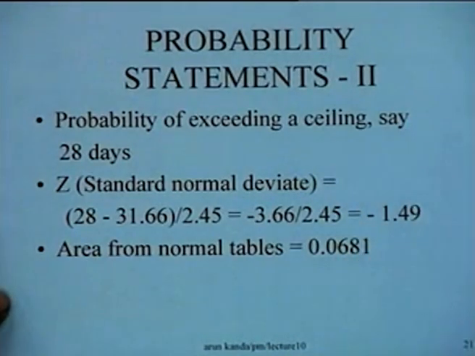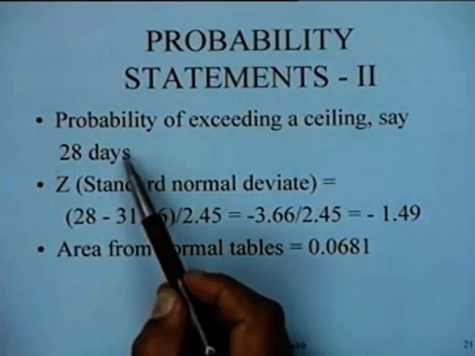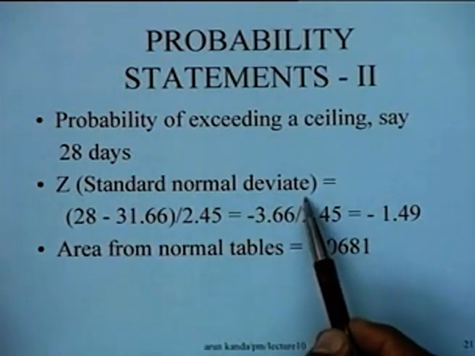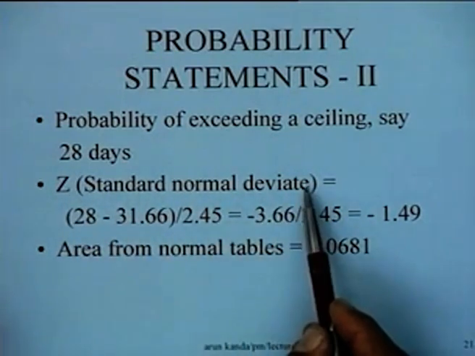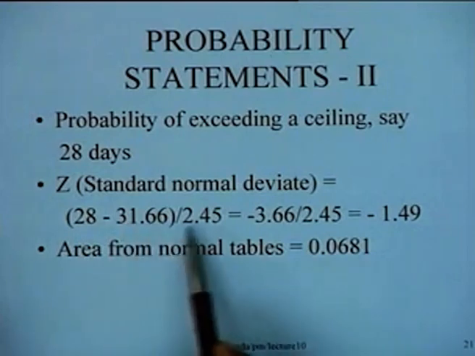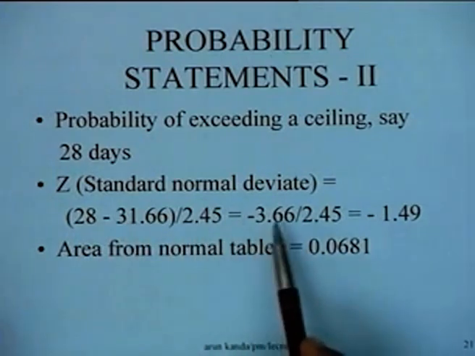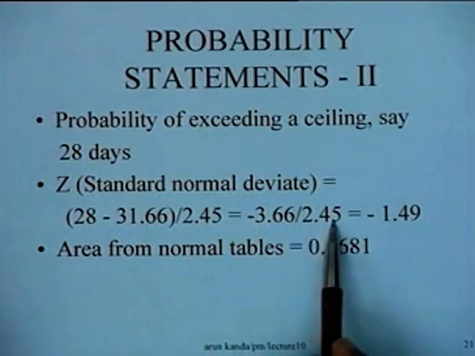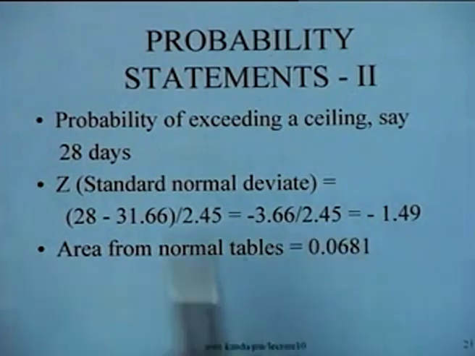Let us say, for instance, we try to work out the problem of exceeding a ceiling. Suppose I want to find out the probability that I exceed the ceiling of 28 days if I want to complete the project. Again, I can follow the same procedure and compute the standard normal deviate, which is x minus mu by sigma. X is less than the mean here. So 28 minus 31.66 divided by 2.45, which is minus 3.66 divided by 2.45, and this is minus 1.49.